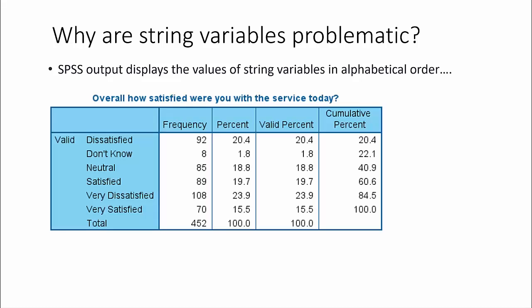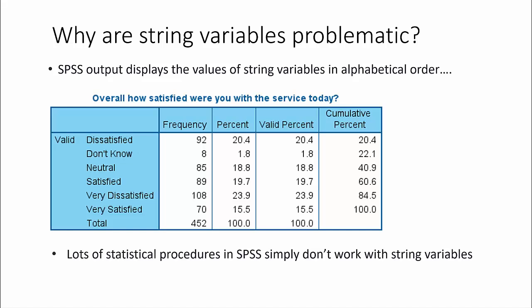So if you're dealing with a variable where the order is important, such as with a rating scale, here we can see the values of the rating scale are displayed alphabetically rather than in the order in which they were shown in the questionnaire. And that may require us to use a recode procedure to reorder these values so that they're shown correctly.